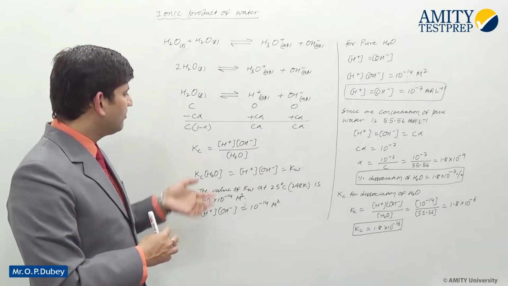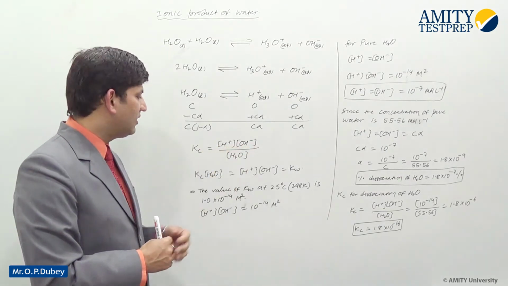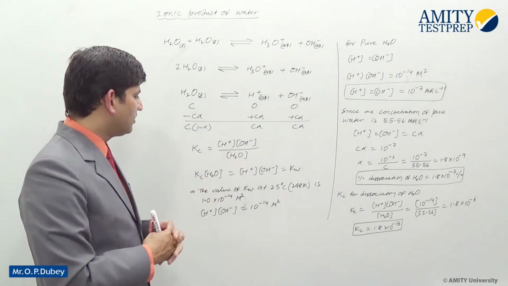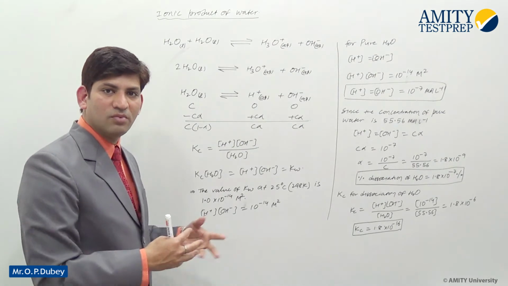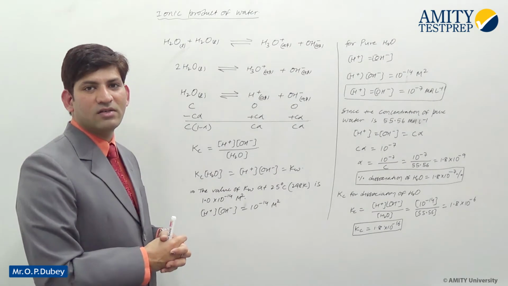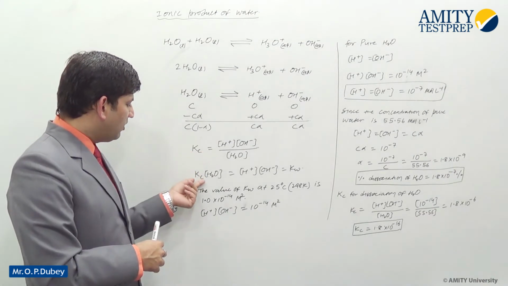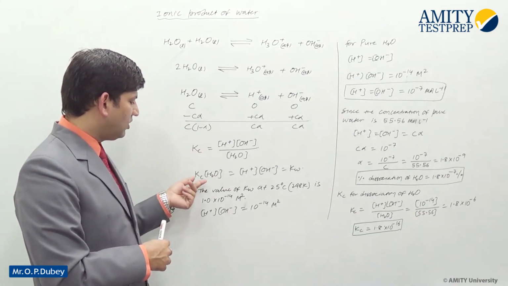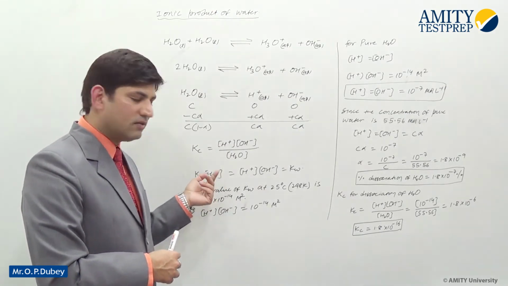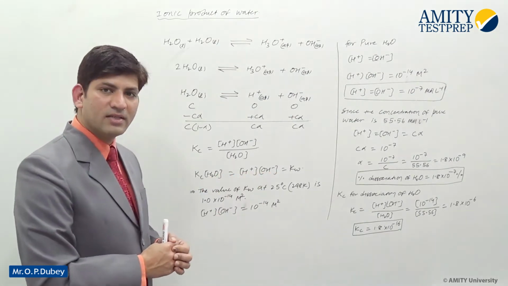Now the equilibrium constant for the dissociation of water is the H plus ion concentration multiplied by the OH minus ion concentration upon the concentration of water. As we know, the concentration of pure water is taken to be 1 while writing the equilibrium constant expression, because its concentration does not depend on the amount. Now the equilibrium constant for this dissociation equilibrium multiplied by the concentration of water, which is 55.56, is equal to the H plus ion concentration multiplied by the OH minus ion concentration.